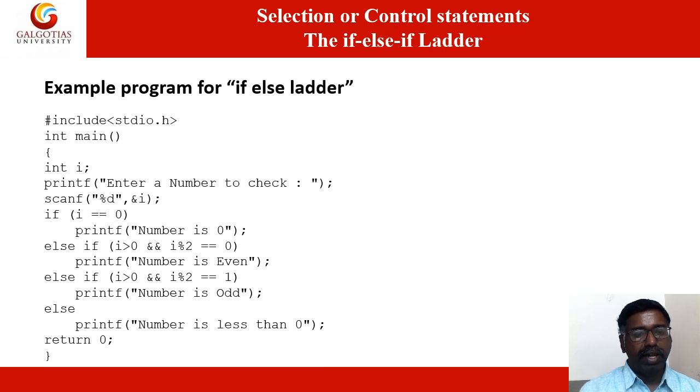Else we are having another if statement. Else if I is greater than 0 and I modulo 2 is equal to 0, then that particular number is an even number. Else if I is greater than 0 and I modulo 2 is equal to 1, then the particular number is an odd number. For all these, if the true part is not satisfied, then in the final else statement we are having that the number is less than 0.